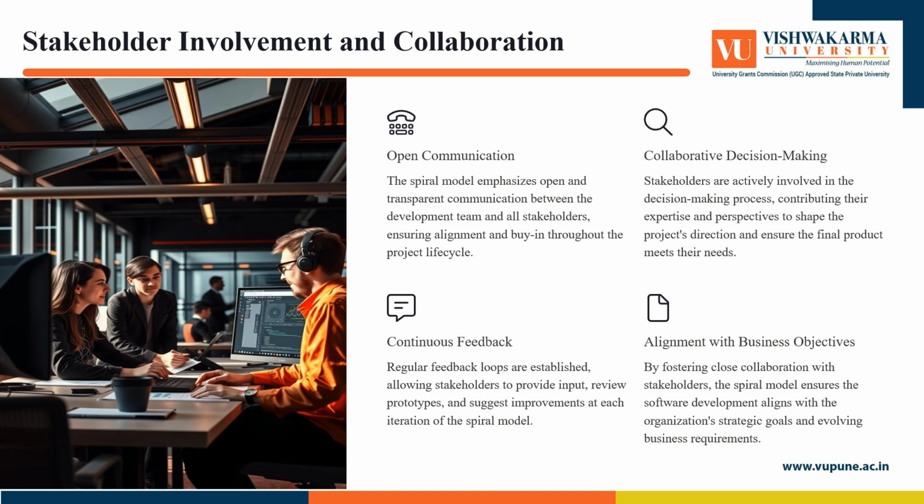Continuous feedback. Regular feedback loops are established, allowing stakeholders to provide input, review prototypes, and suggest improvements at each iteration of the spiral model. Alignment with business objectives. By fostering close collaboration with stakeholders, the spiral model ensures the software development aligns with the organization's strategic goals and evolving business requirements.